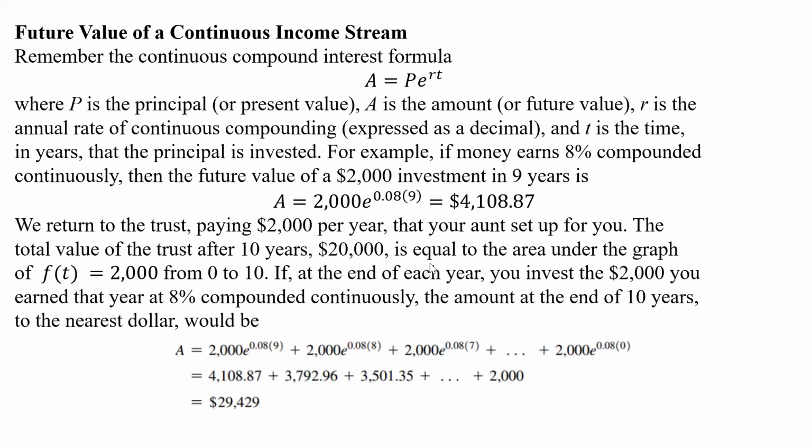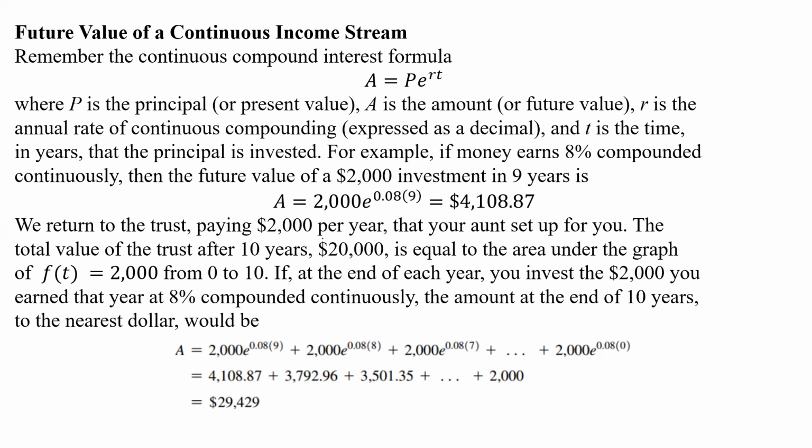Now, what about the future value of a continuous income stream? Remember, the continuous compound interest formula is A equals Pe^(rt), where P is the principal or the present value, A is the amount or the future value, r is our annual rate of continuous compounding interest expressed as a decimal, and t is the time in years. So, for example, if we're earning 8% compounded continuously, then the future value of $2,000 invested for 9 years is 2,000 e^(0.08 × 9), or $4,108.87.